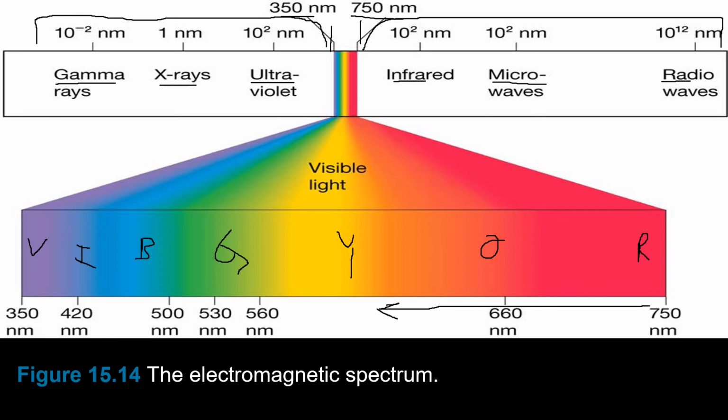So Roy G. Biv actually just works backwards on this one. And you guys aren't going to need to know specific nanometers, but do know 350 to 750 is the visible light spectrum.